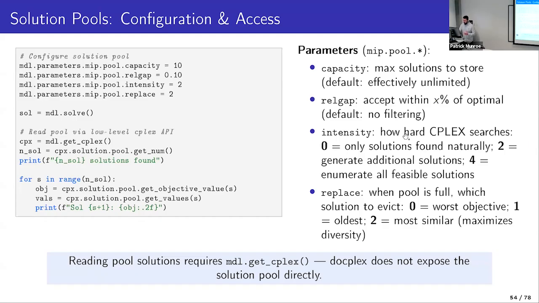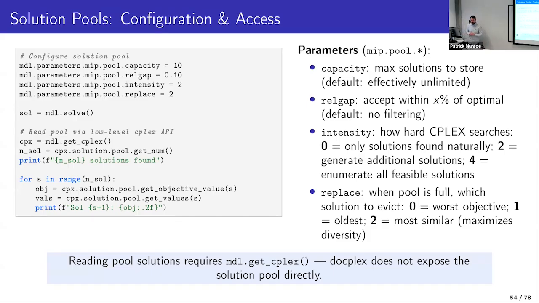And intensity is how many solutions you will generate in general. If it's at 0, it's only the solutions that CPLEX finds naturally, which is not that many. In small problems, it may be just 2 or 3. If you have bigger problems, of course, it will be more than 2 or 3. There are also levels 1 and 3 that you can choose from, but it's an intensity, so it goes from 0, which is just natural, to 4, which enumerates all the feasible solutions. And in between, like 2 and 3, it generates more solutions. So even with this kind of problem, you may end up with 30, 40 solutions, for example.